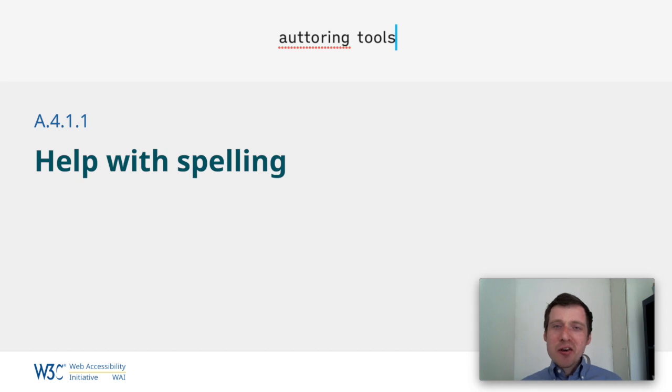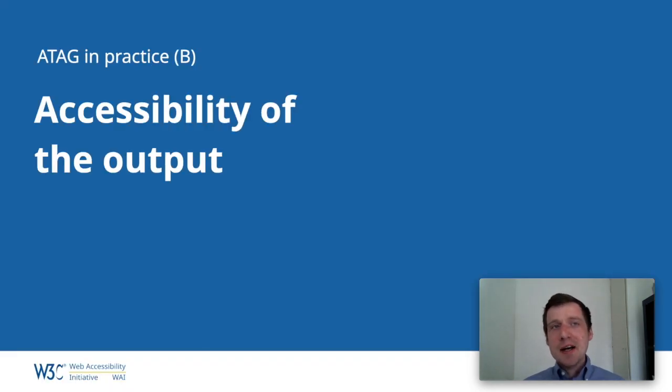That's the A part of ATAG, and I want to now go to the B part of ATAG. The B part of ATAG is not about the editing experience, but about the output. So the stuff that comes out of this authoring tool, the HTML that is produced by it. And there's a number of ways that we could improve things there.